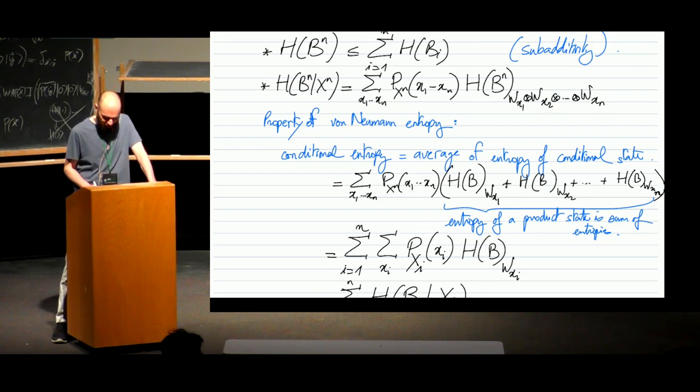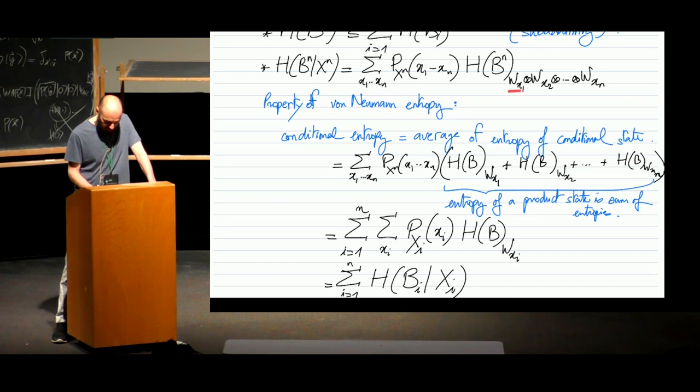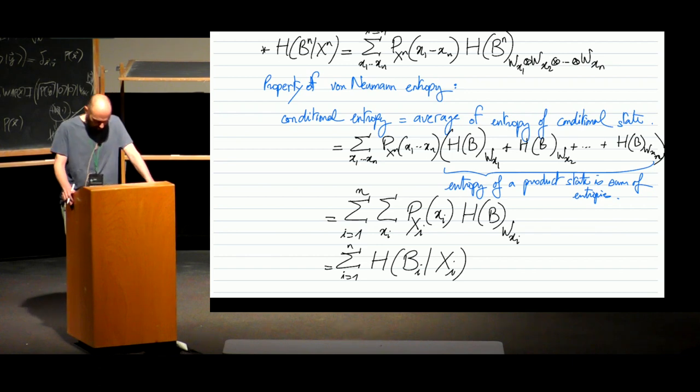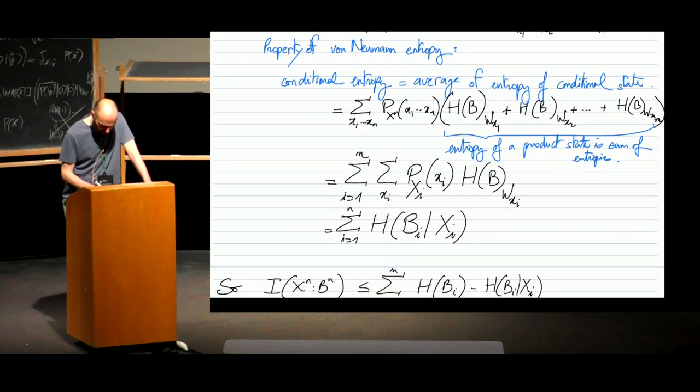This I think you have seen in one of the exercise sessions: if I take a product state, the entropy is additive. So the entropy of B^n here is just the entropy of B for the state W_{x1} plus the entropy of B for the state W_{x2}, etc. But then you see that this term only depends on x1. It doesn't depend on x2 to xn. So when I look at just this term, I can sum over x2 to xn. And so for every i, the only term I get is this term, where by definition P_{xi}(little xi) is just the marginal of this joint distribution P_{X^n}. Good.